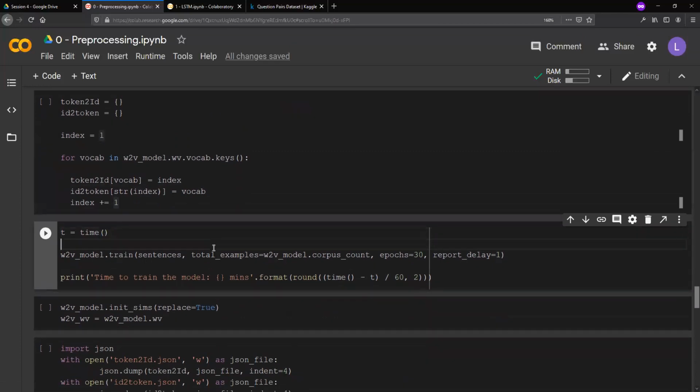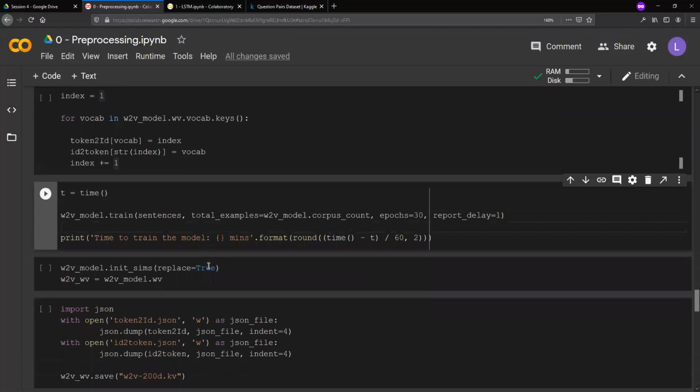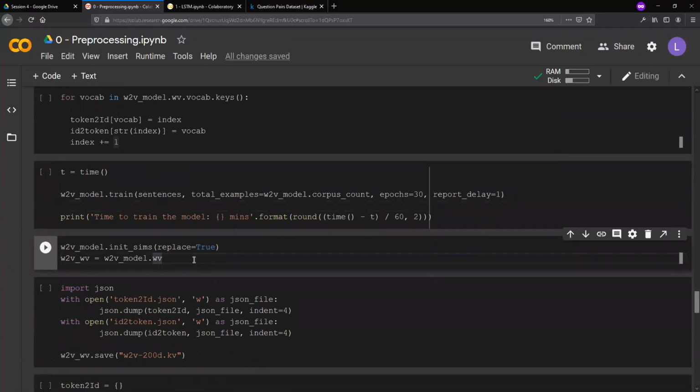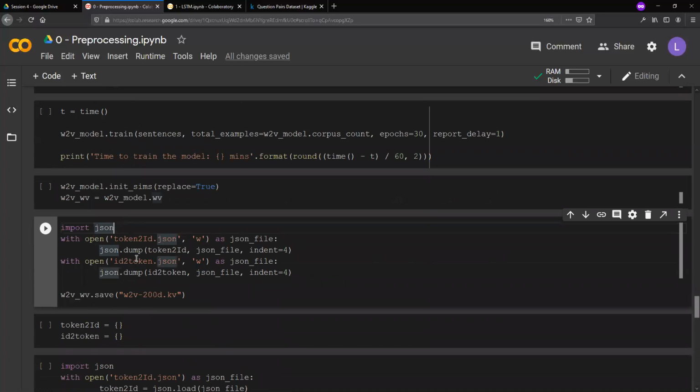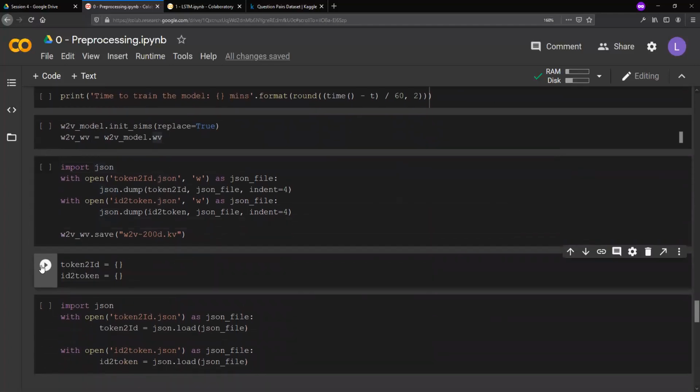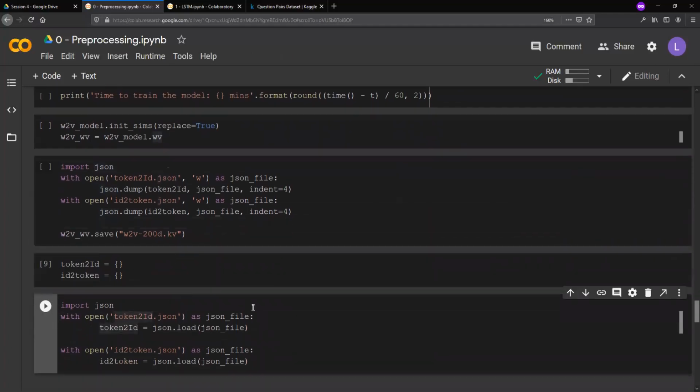Sorry, this block of code performs our training. And once we're trained, we can just get our word vectors. And again, so we don't need to rerun that process in future, we can save all those results. And I'm going to go ahead and load in our IDs.